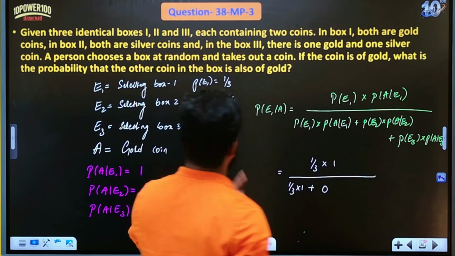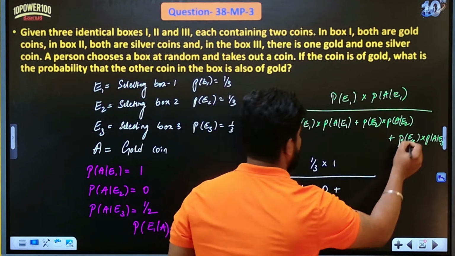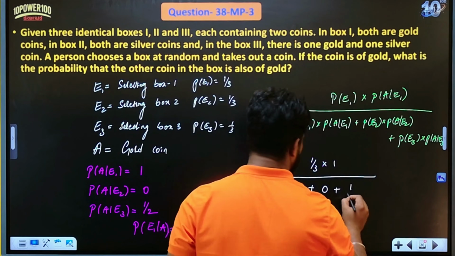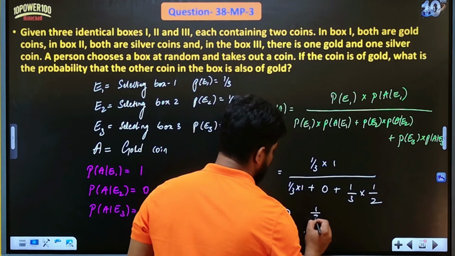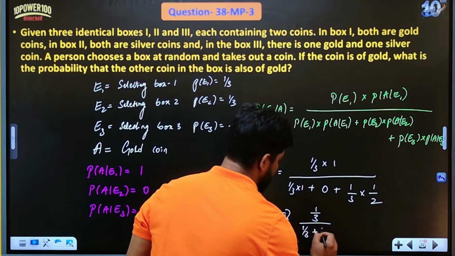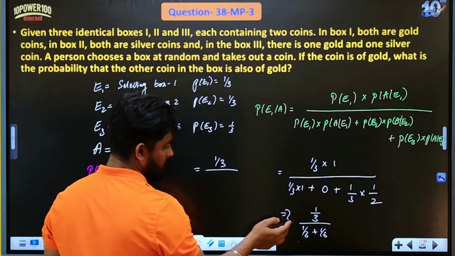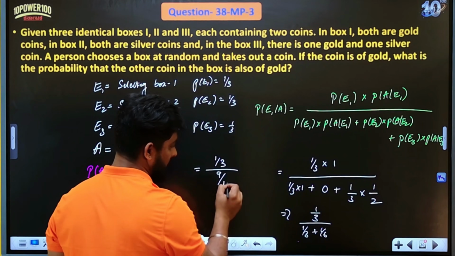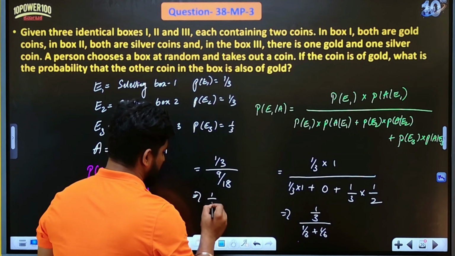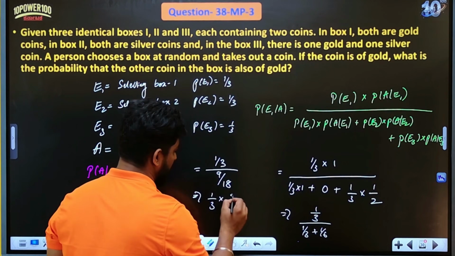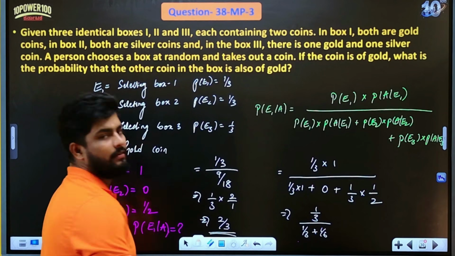second term is 0. P of E2 is 1 by 3, but the second term is 0, so I'm going to write 0 only. Plus P of E3, 1 by 3 into 1 by 2. So this becomes 1 by 3 divided by 1 by 3 plus 1 by 6. That is 1 by 3 divided by 9 by 18, which gives 1 by 3 into 2 by 1, which is 2 by 3. 2 by 3 is the final answer.